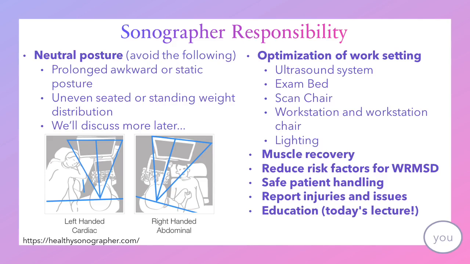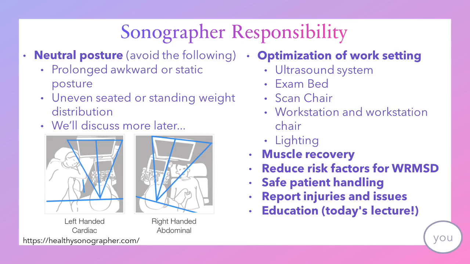We'll talk more about this later on, but this is just a nice example from a website on how we could set ourselves up appropriately, left-handed cardiac and right-handed abdominal. We need optimization of our work setting. So before you start your exam, setting yourself up for success as far as the ultrasound system itself, positioning it appropriately for how you plan to scan. Does the exam bed you're using go to the heights that you need? And is it set up how you want it for your exam?